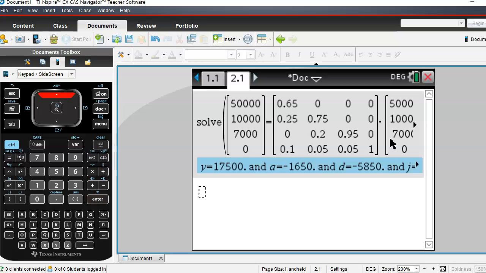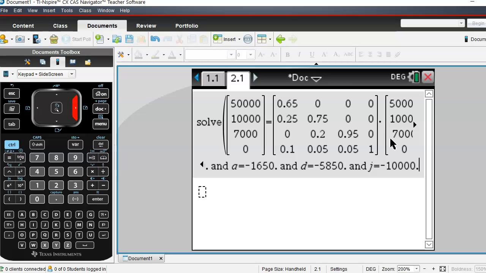A little tricky because they didn't put them in the order. So that is 1,750 for Y. A is negative 1,650. D is negative 5,850. And J is negative 10,000.